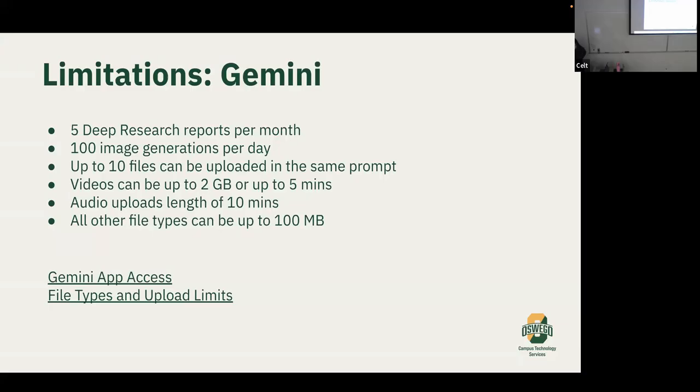Here, I'm not going to go through all of them, but for example, you can do 100 image generations per day. That's a lot. Videos can be up to 2 gigabytes or up to 5 minutes. All other file types can be up to 100 megabytes. The links down below, if you did get this presentation, you can click on those and that will give you some more information directly from Google about this.